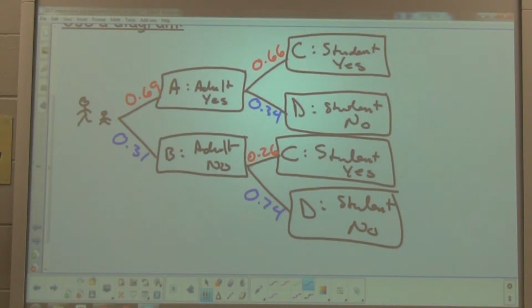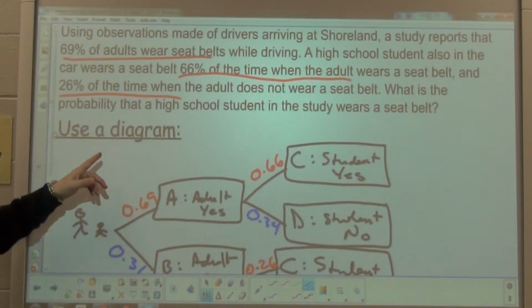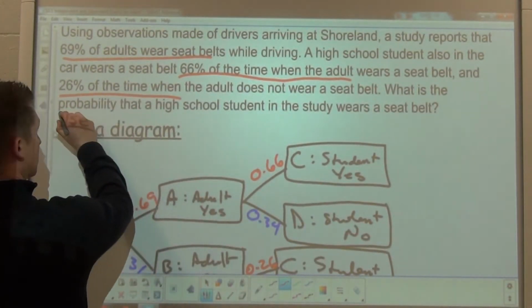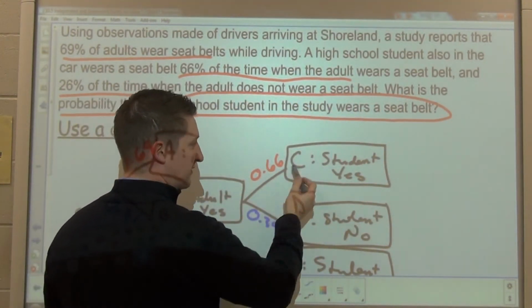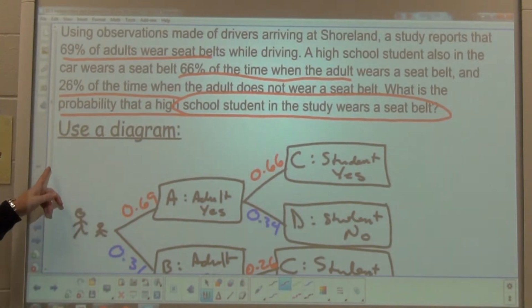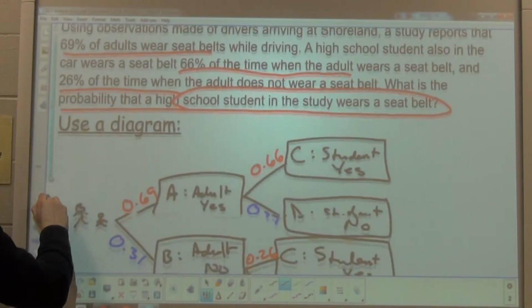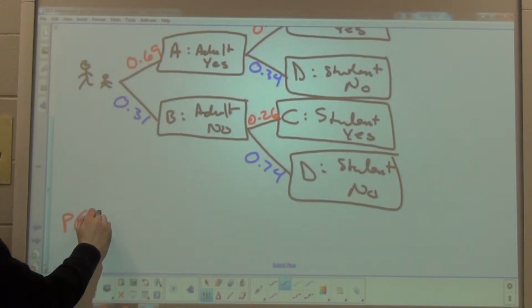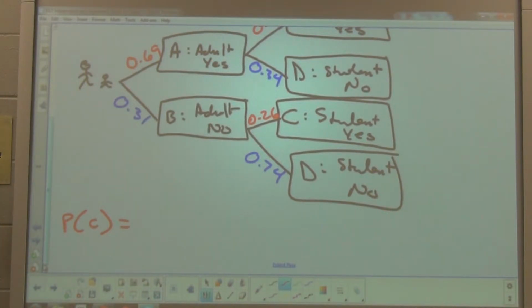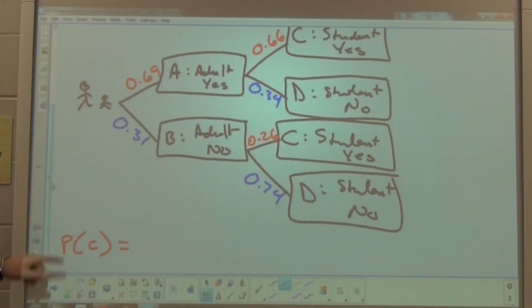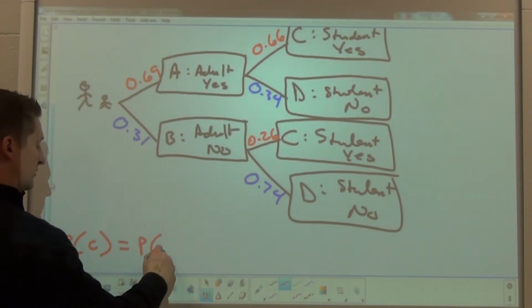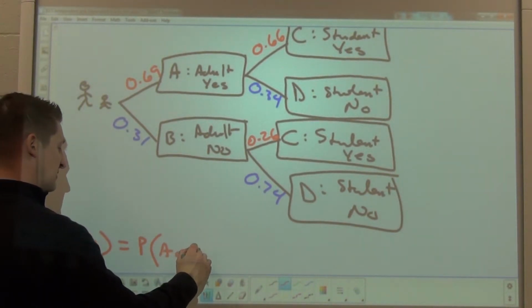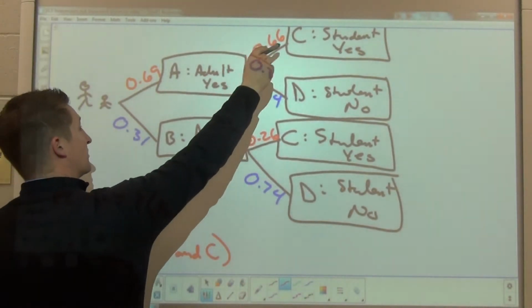So what I'm really looking for, what is the probability that a high school student in the study wears a seatbelt? Well, that's event C happening, right? So what I'm really looking for is the probability of event C. The probability of event C could happen a couple different ways. I could have the probability of both of them wearing the seatbelt, so A and C occurring. Adult wears a seatbelt, student wears a seatbelt.